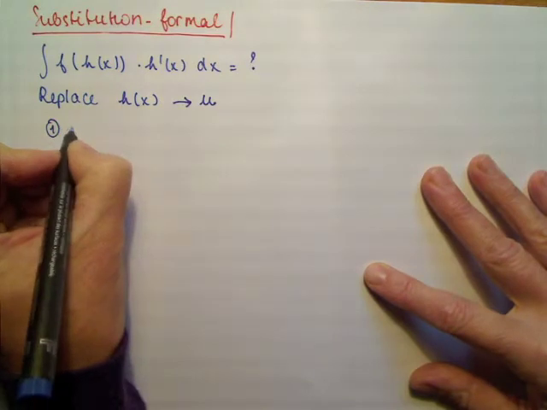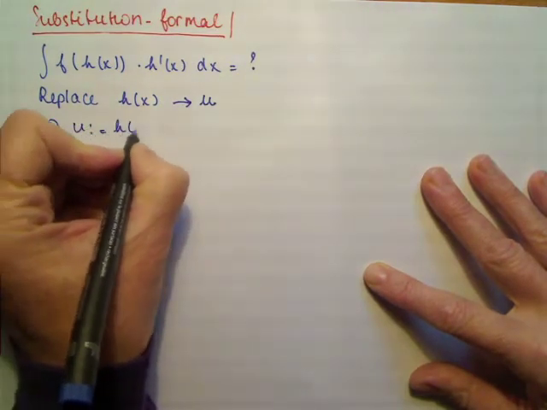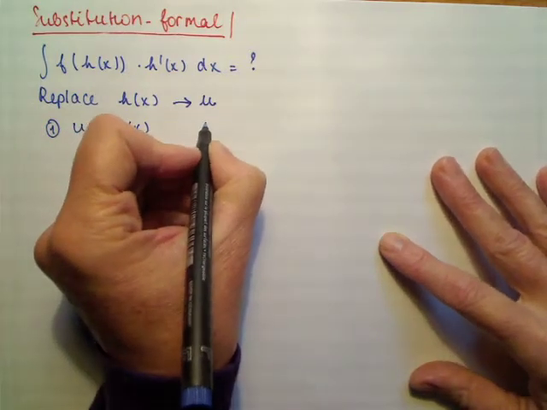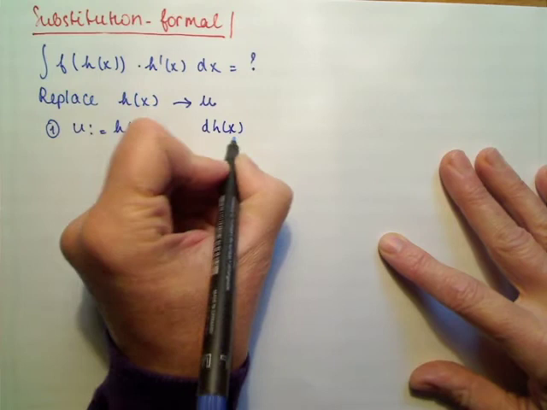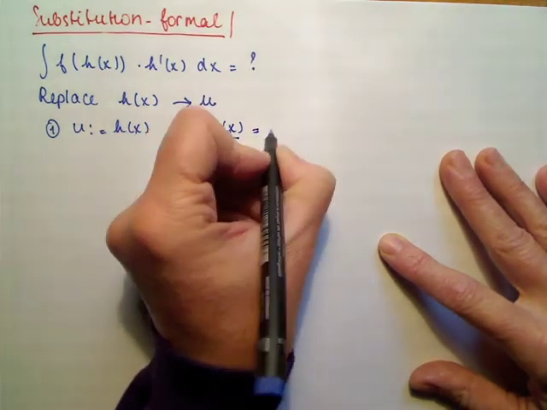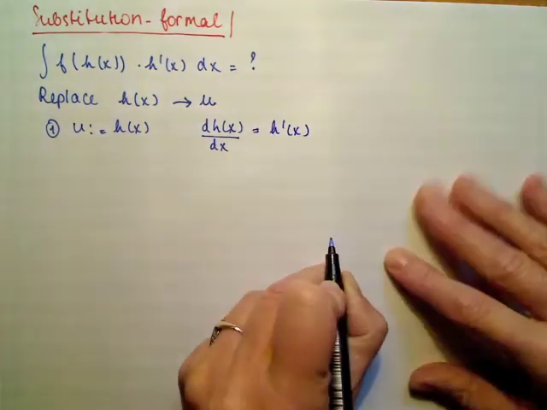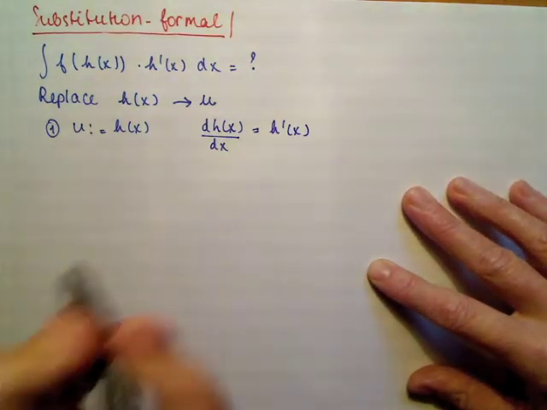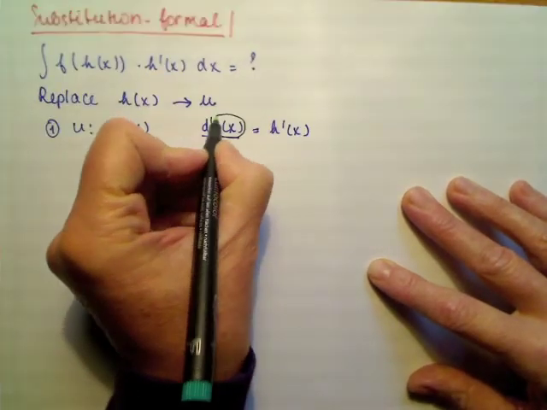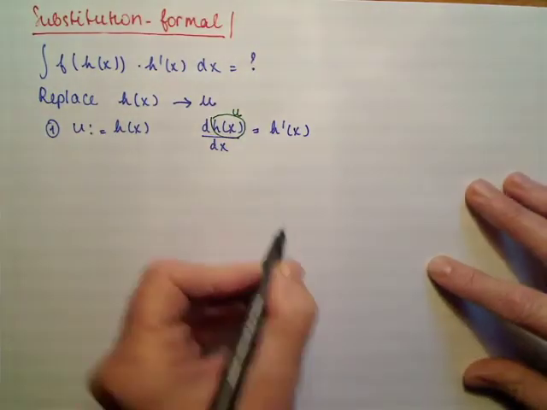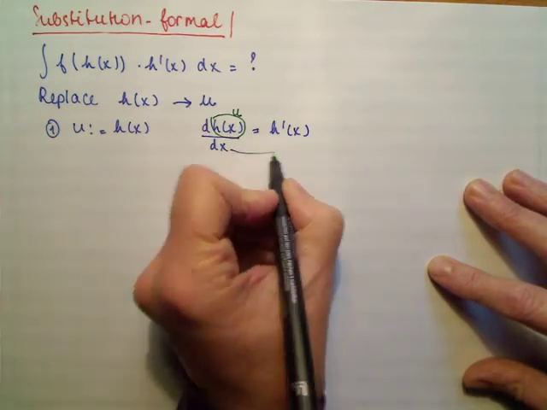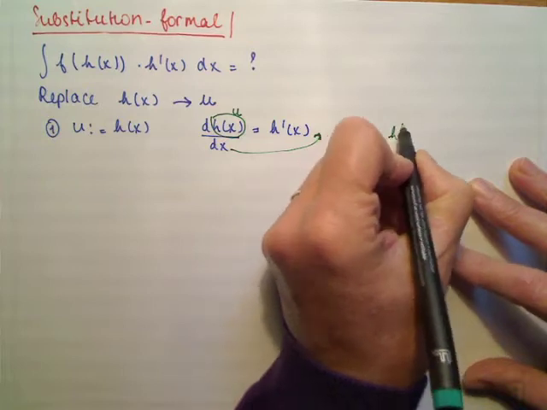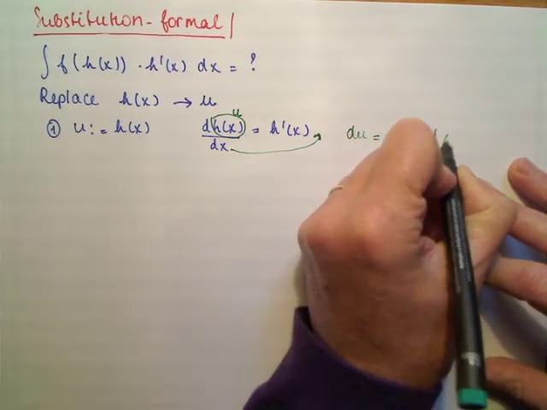So if u becomes h of x, then what we get in any case is that if we compute the derivative of h of x to x, then we have the function h prime of x. And if we substitute h of x by u and take the x to the right side, we get that du is equal to h prime of x dx.